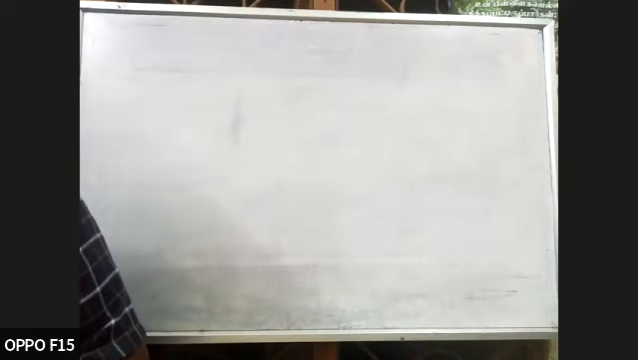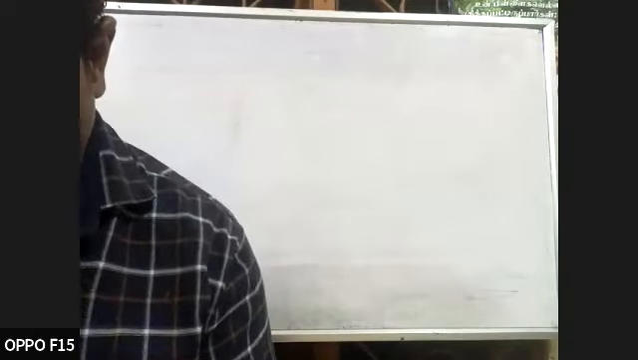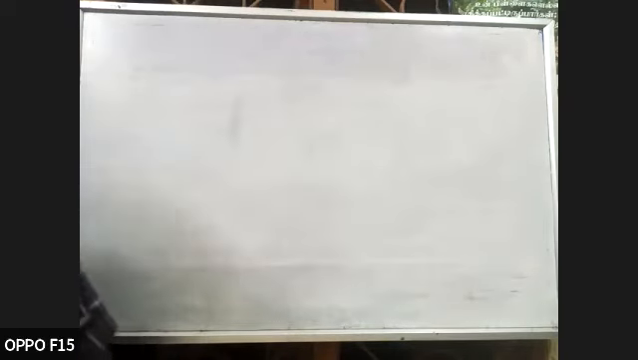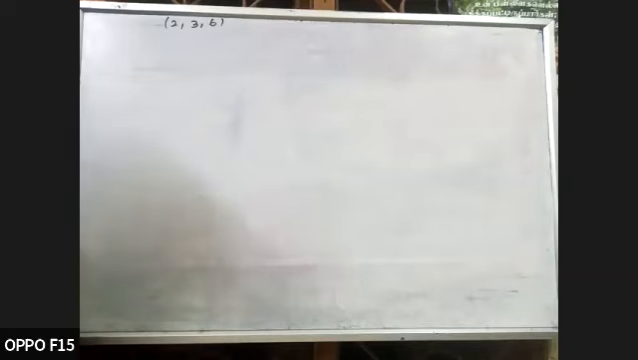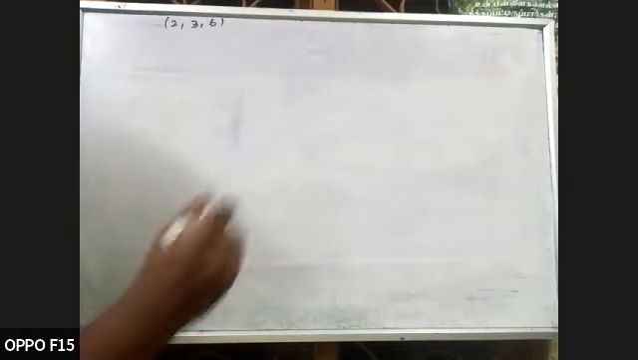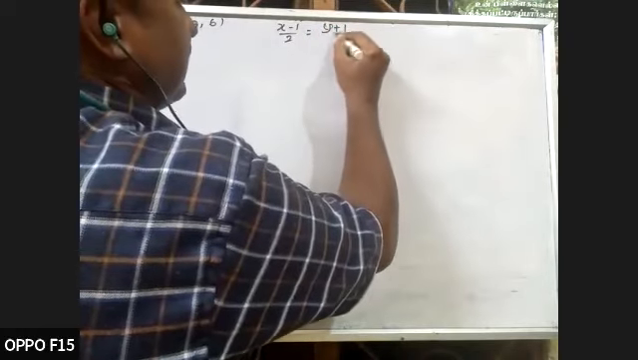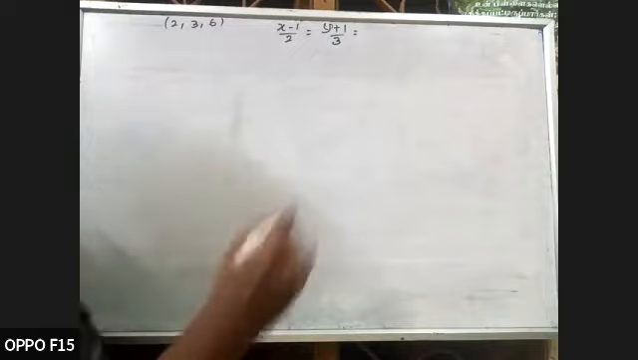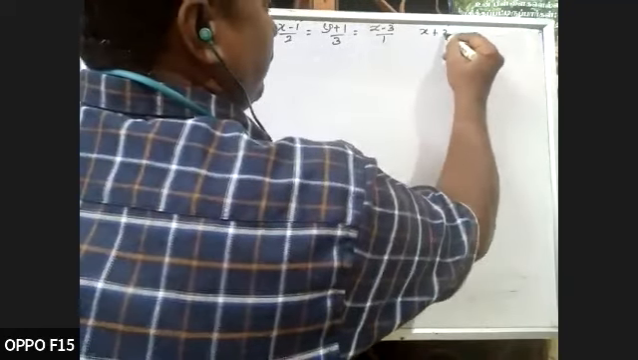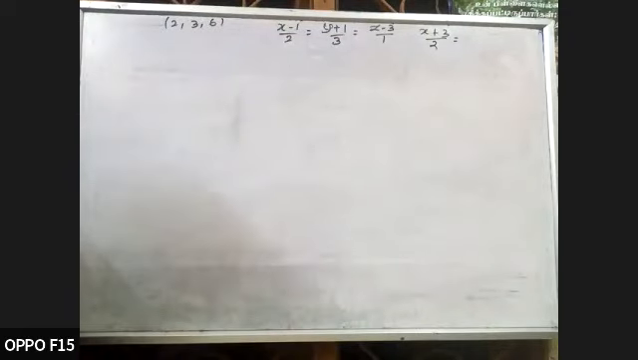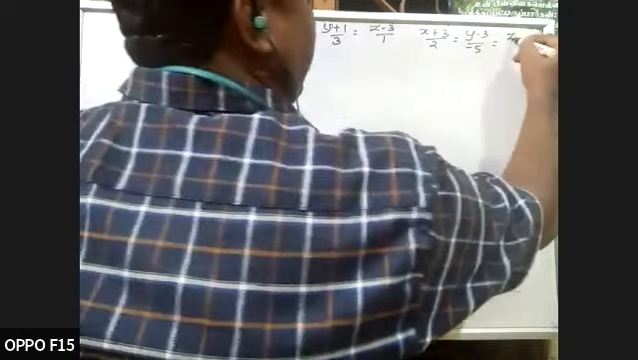Find the vector and Cartesian equation of the plane passing through the point 2, 3, 6 and parallel to the straight lines (x minus 1) by 2 is equal to (y plus 1) by 3 is equal to (z minus 3) by 1, and (x plus 3) by 2 is equal to (y minus 3) divided by minus 5 is equal to (z plus 1) divided by minus 3.